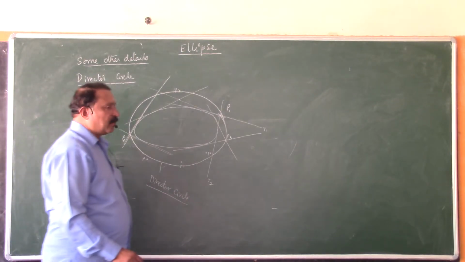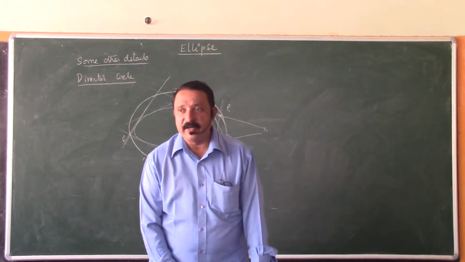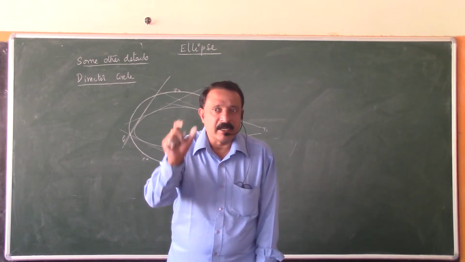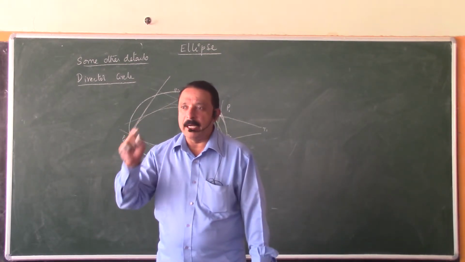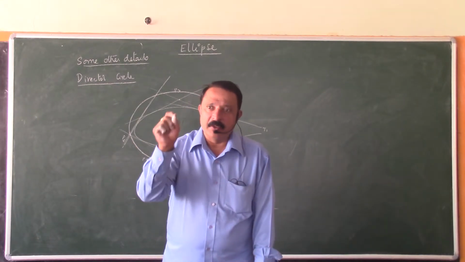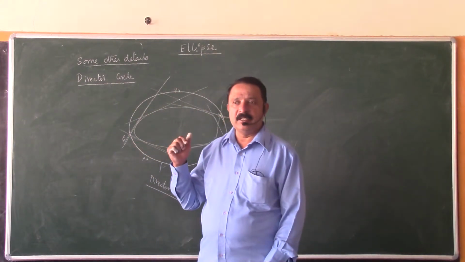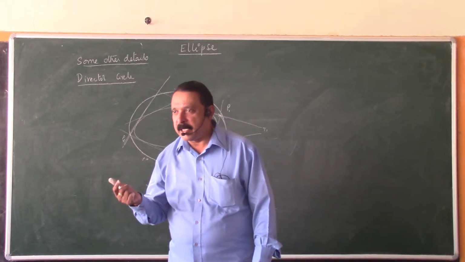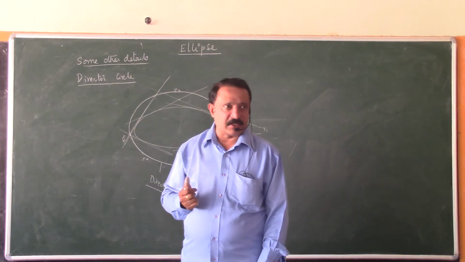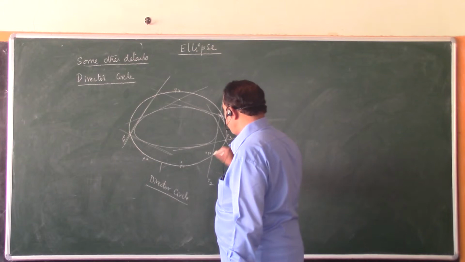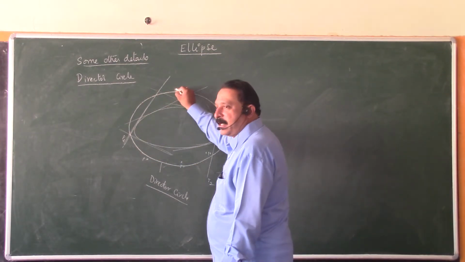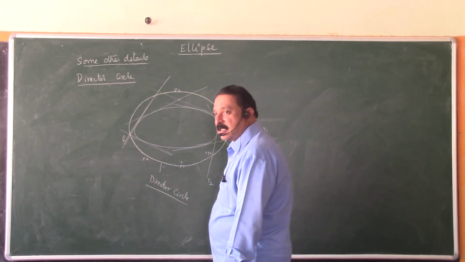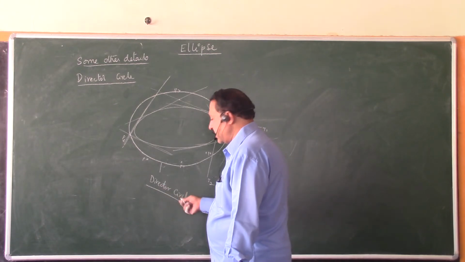So what is the director circle of an ellipse? The director circle of an ellipse is the locus. What is the meaning of the locus? Locus means the path traced by a moving point according to some geometric condition. Here what is the condition? The condition is that we should draw tangents to the ellipse which are always perpendicular to each other and consider their point of intersection. So all these points are the points of intersection of two perpendicular tangents to the ellipse. So when we trace all these points, we get a circle. So this circle is called the director circle.